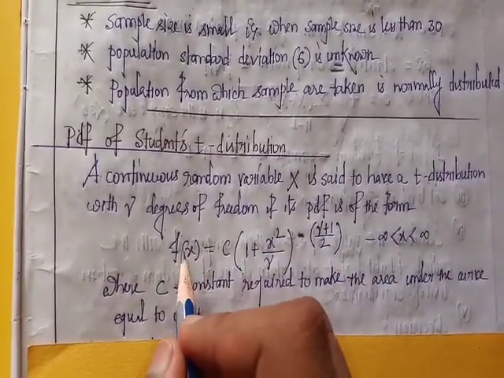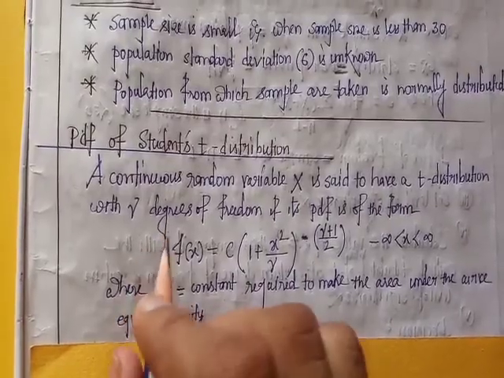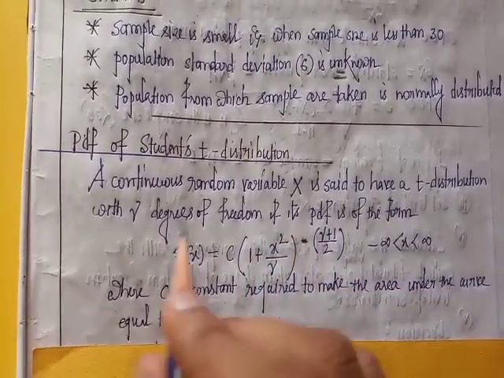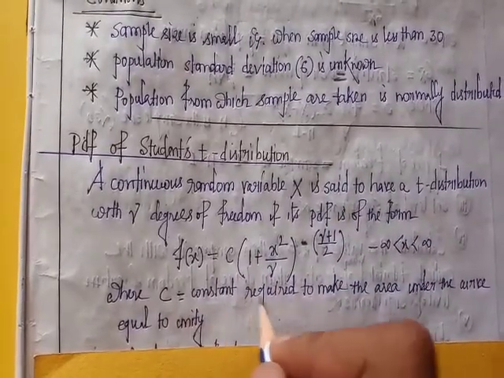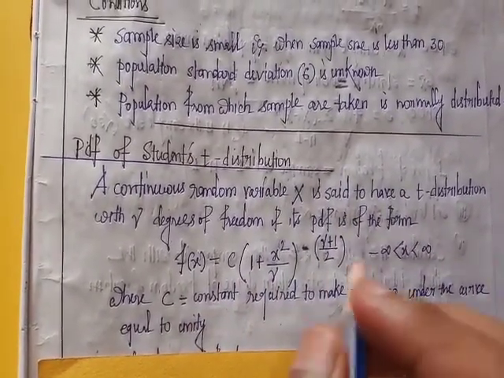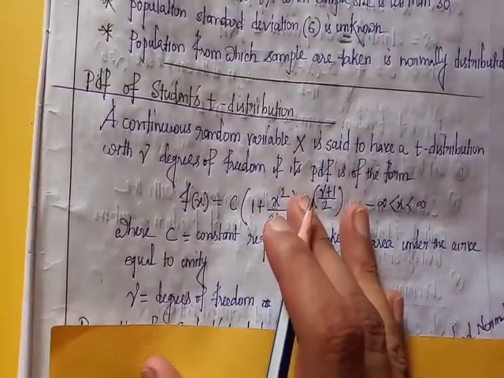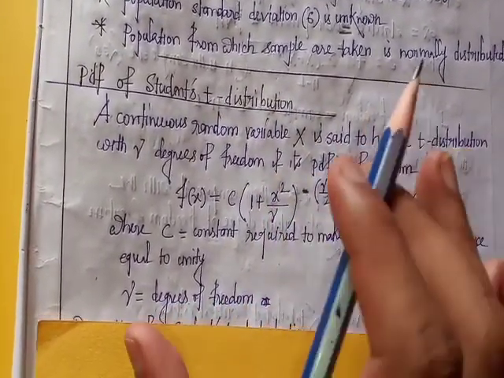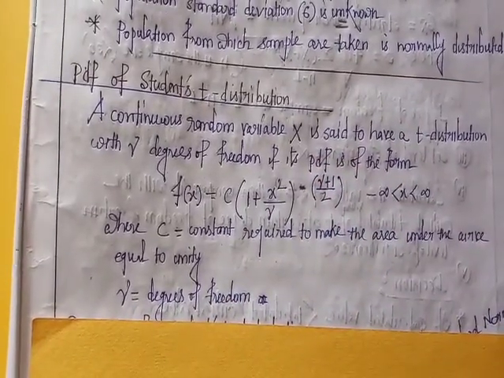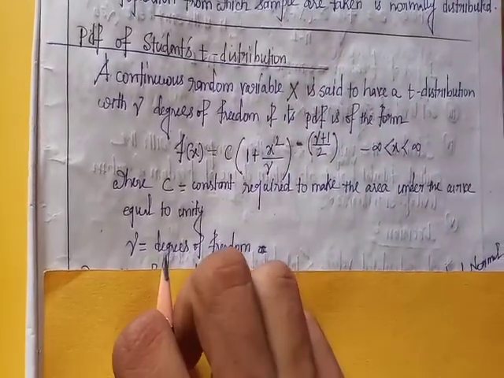Since this is a continuous distribution, the property of continuous distribution is integral from minus infinity to infinity of f of x into dx equal to 1. So that's why c is a constant required to make the area under the curve equal to unity. And nu is the degrees of freedom. Nu is called degrees of freedom.